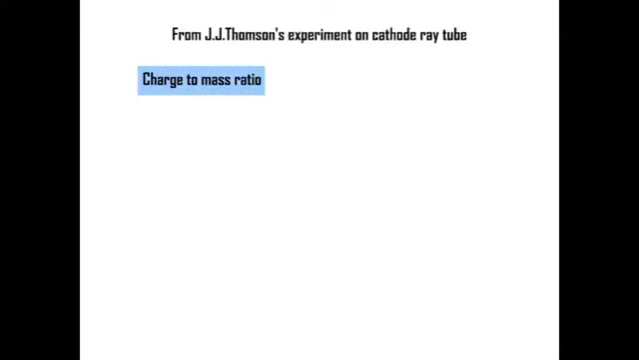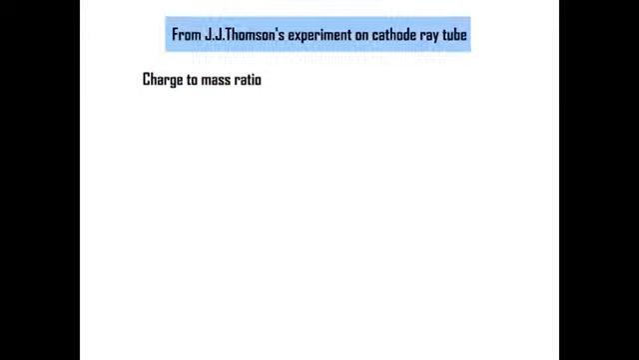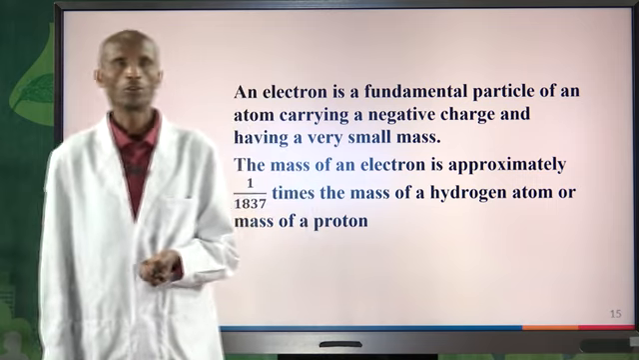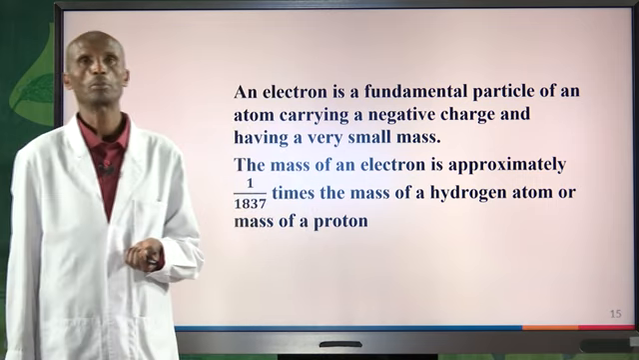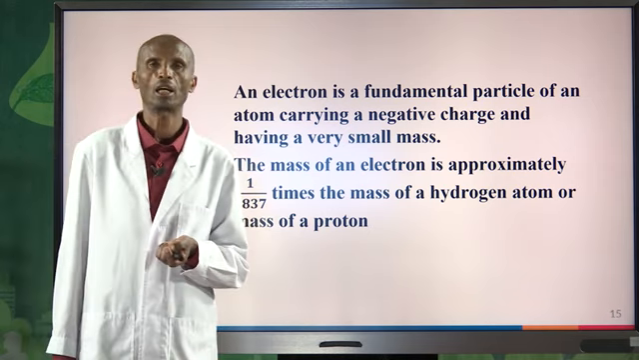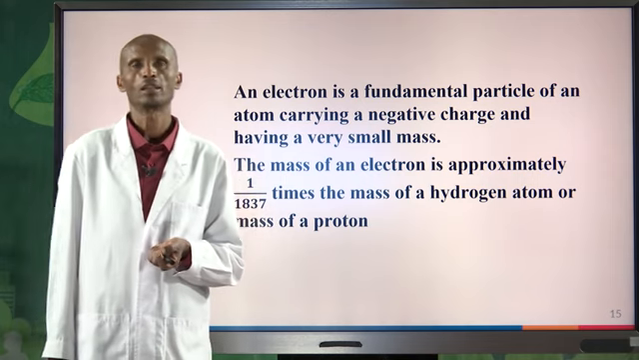We already know the charge to mass ratio of an electron from J.J. Thomson's experiment with the cathode ray tube. The ratio was 1.76 × 10^11 coulombs per kg. From this, m equals the charge of an electron divided by the charge to mass ratio, which is 1.602 × 10^−19 divided by 1.76 × 10^11, which equals 9.1 × 10^−31 kg, the mass of an electron. So from the video, an electron is the fundamental particle of an atom carrying a negative charge and having a very small mass, about 9.11 × 10^−31 kilogram.